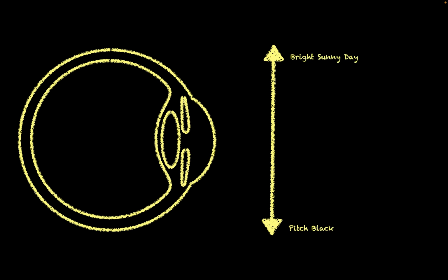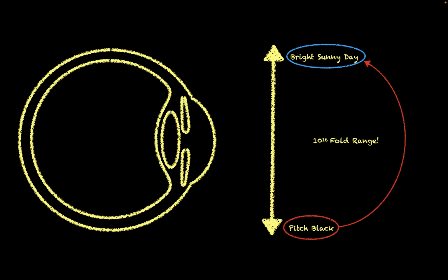So our eyes can operate over a wide range of ambient light levels. They can operate all the way from a pitch black room to a bright sunny day. And the range in which our eyes can effectively operate is going to be equal to 10 to the 16-fold. So in order to operate over such a wide range of ambient light levels, our eyes have to be able to adapt going from a pitch black room to a bright sunny day, and from a bright sunny day into a pitch black room. So our eyes have to be able to adapt to changes in ambient light levels.